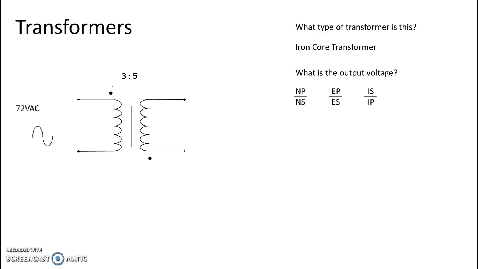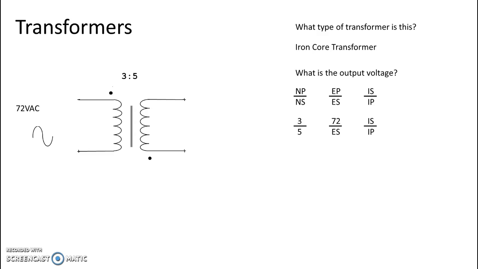The NP stands for the number of turns in the primary, and the NS, number of turns in the secondary. EP, voltage in the primary. ES, voltage in the secondary. IS is current in the secondary, and IP is current in the primary. So we have some of those pieces. We have the number of turns in the primary, number of turns in the secondary, and we also have voltage in the primary. So we're going to fill those in.